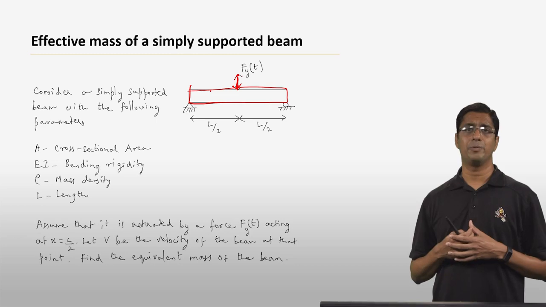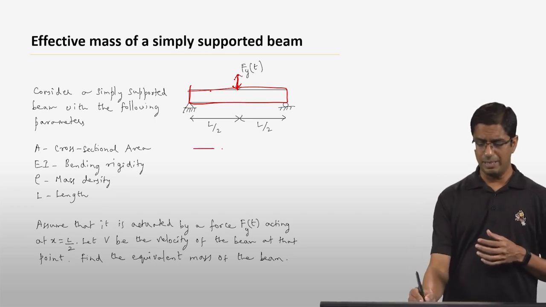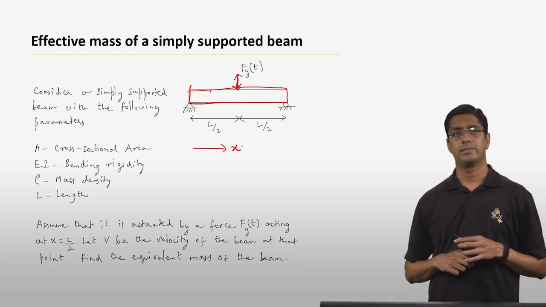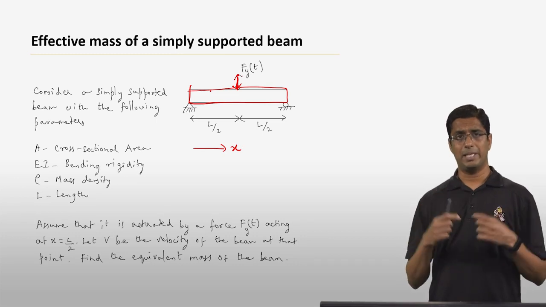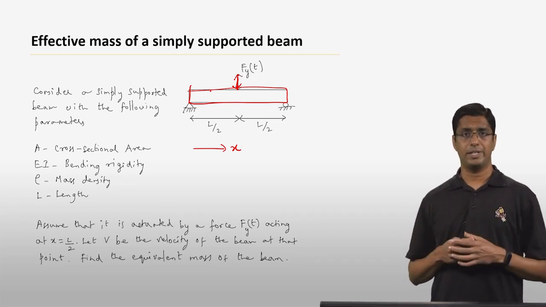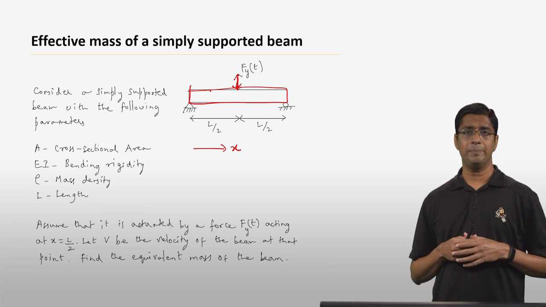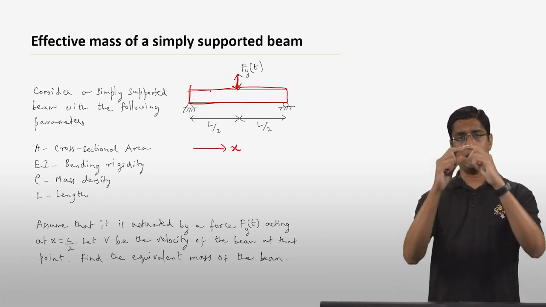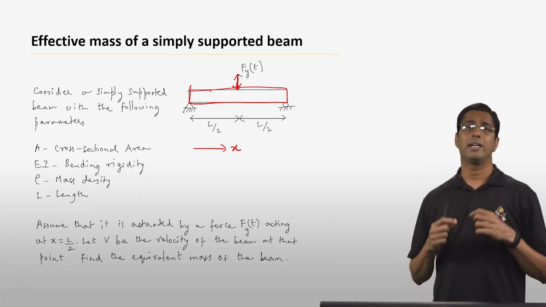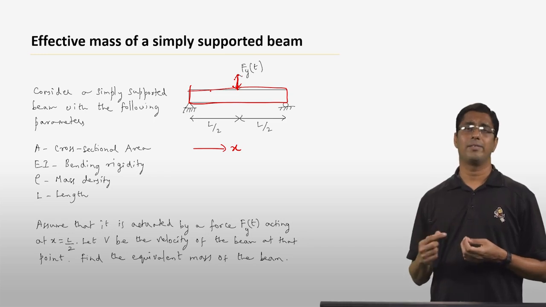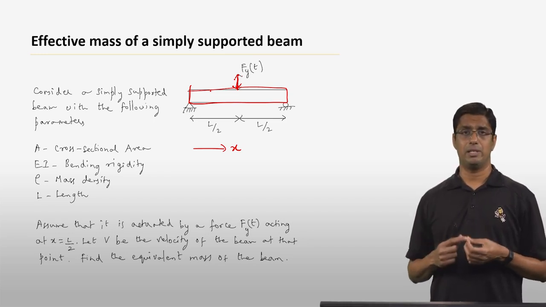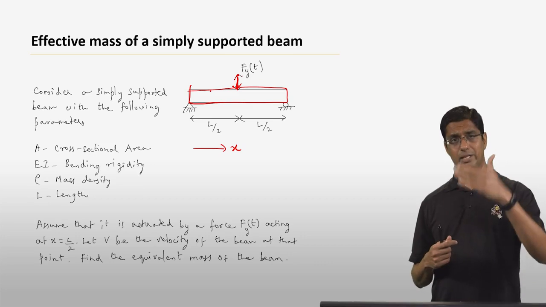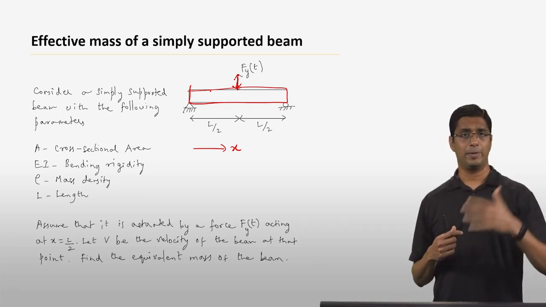And this force is in the y direction, and the span of the beam is in the x direction. Okay, so as you apply this force Fy of t, the beam is going to move up and down. And we are interested in finding out what is the effective mass of this beam as it undergoes this vibration in the y direction.